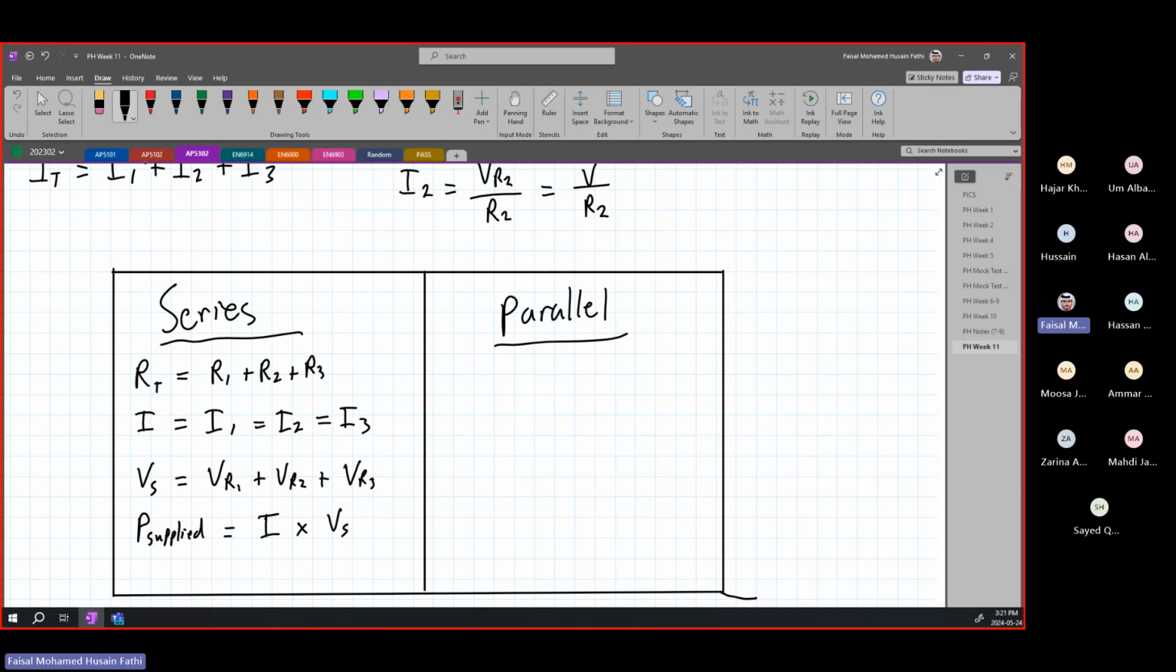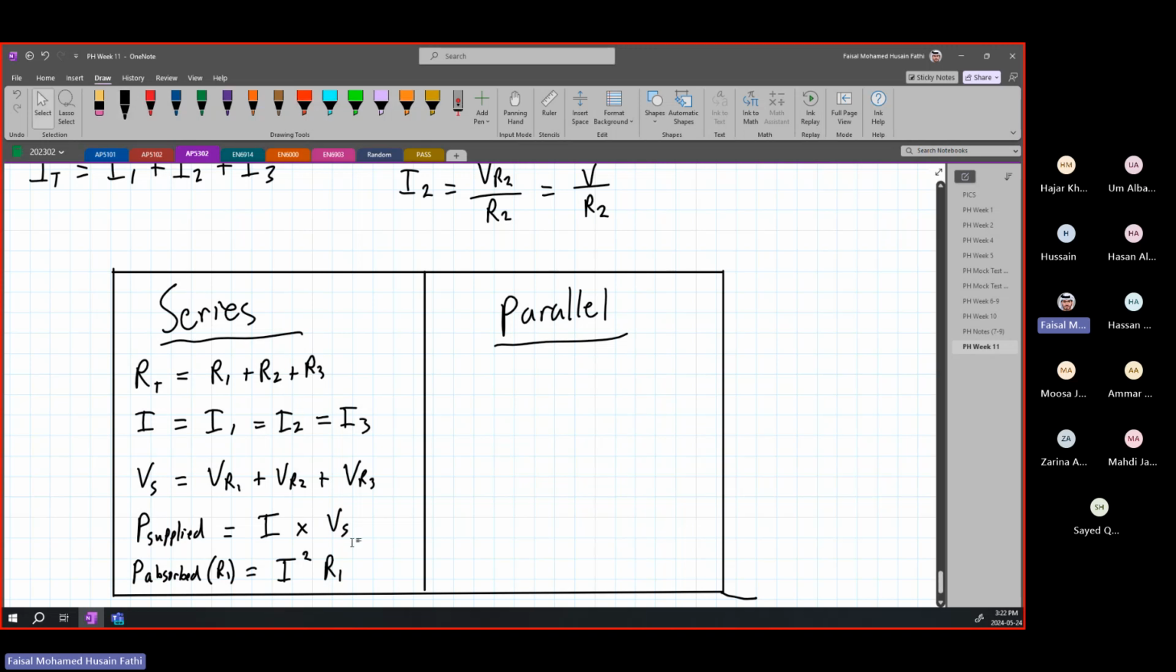But let's say we want to find the power absorbed by a specific resistor, all right? So let's say the power absorbed for R1, it is going to be equal to I, since current is the same, squared times R1. All right. And if it was for R2, you're going to be doing R2. And if it was R3, it's going to be R3, since current is the same everywhere anyways.